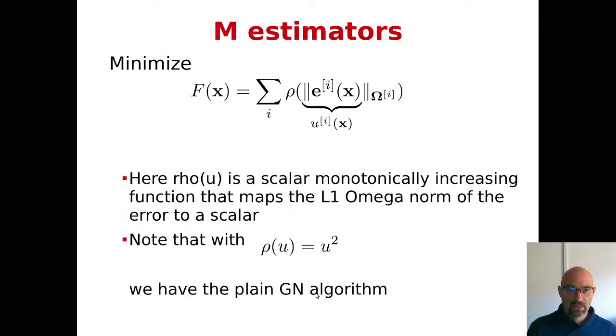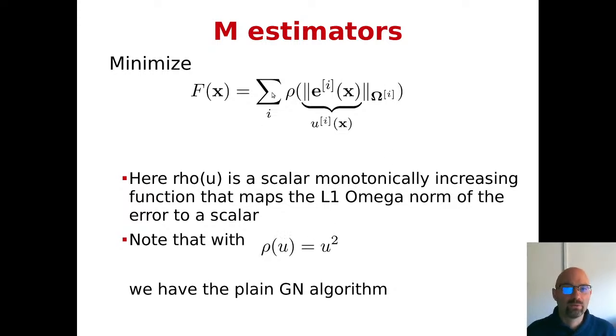Okay, now we introduce the M-estimators. The game of an M-estimator is to change our cost function to a new cost function, where we are minimizing the sum of what we call robustified errors. This is a function rho, which is monotonically increasing, and the argument of this function is the L1 norm of my error, which we will call u_i. Okay, so this is the game of the M-estimators.